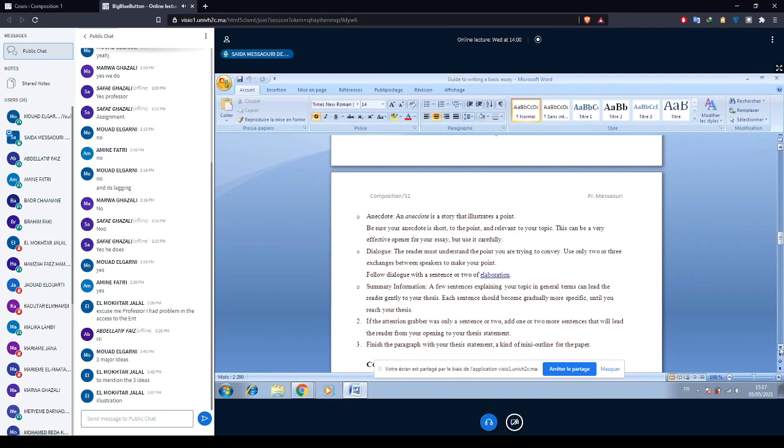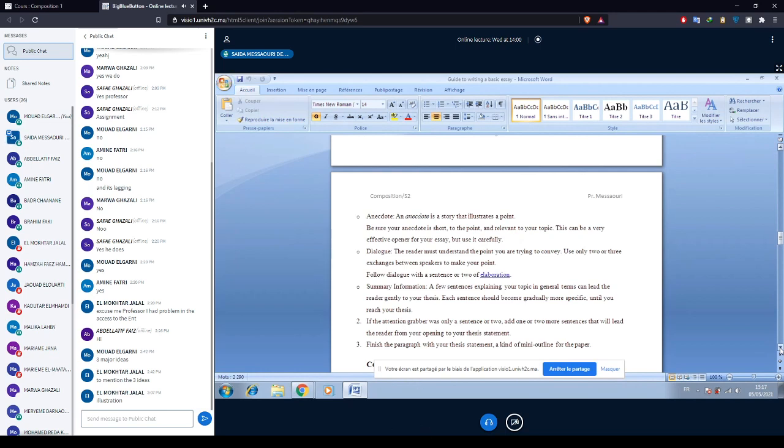Now, if the attention grabber was only a sentence or two, add one or two more sentences that will lead the reader from your opening to your thesis. Remember, we always have to move smoothly from one idea to another. We do not move abruptly.